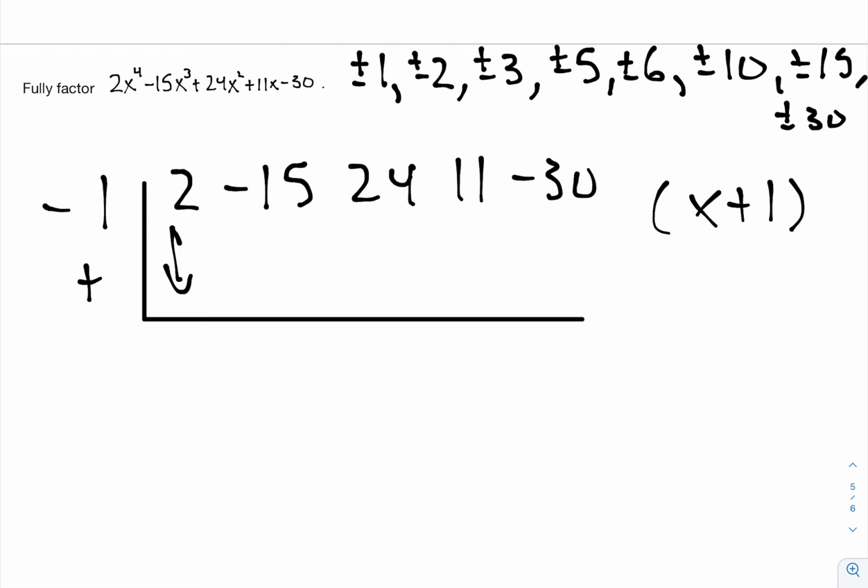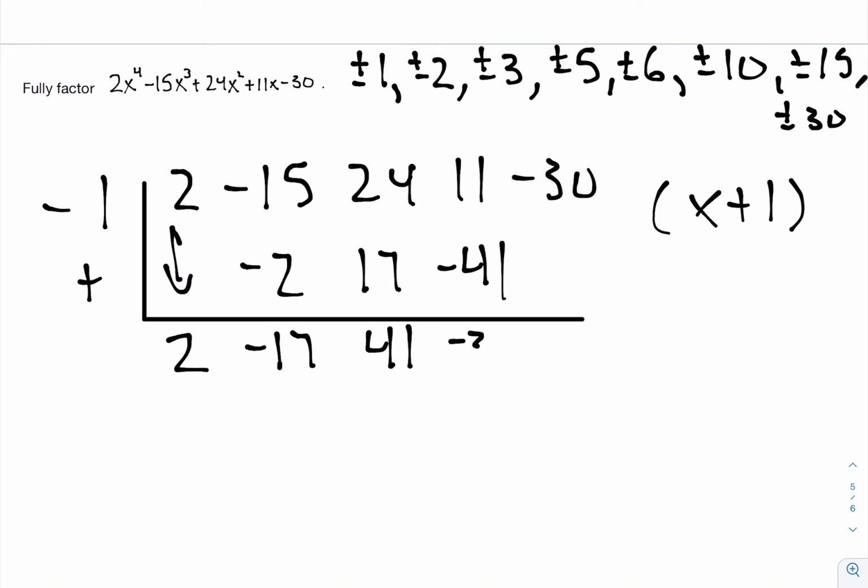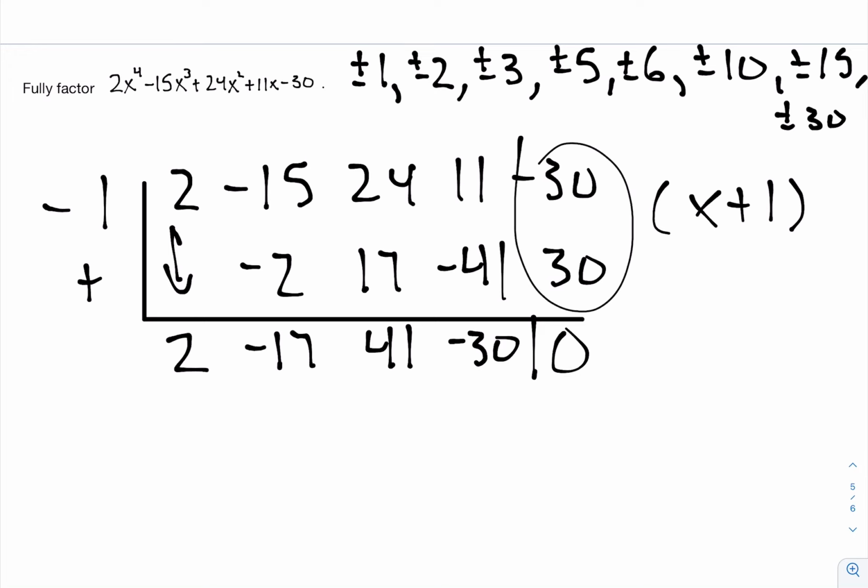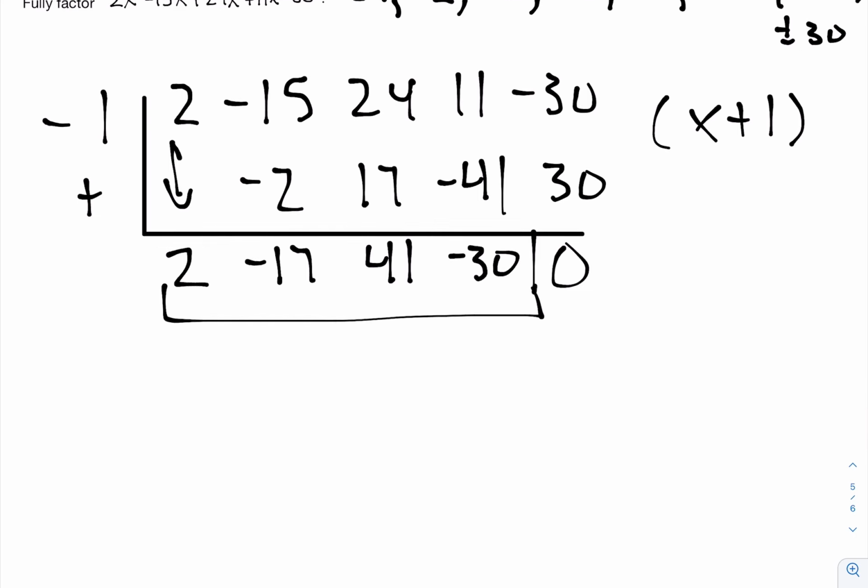Okay, bring down this 2. We get 2 here. 2 times negative 1 is negative 2. Negative 15 plus negative 2 is negative 17. Negative 17 times negative 1 is positive 17. 24 plus 17 is 41. 41 times negative 1 is negative 41. 11 plus negative 41 is negative 30. Negative 30 times negative 1 is positive 30. And our remainder here is 0 because negative 30 plus 30 is 0. Okay, so these are the coefficients on our new expression.